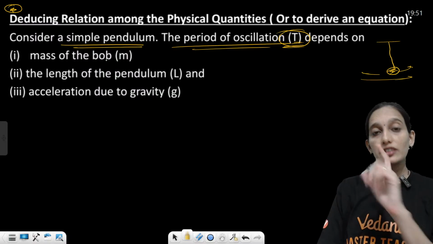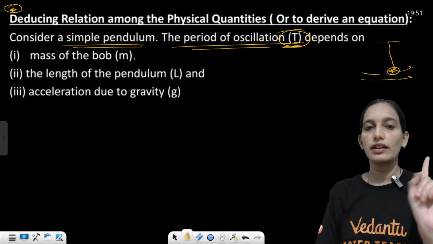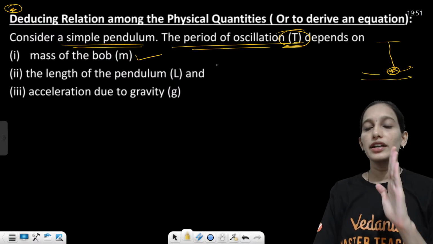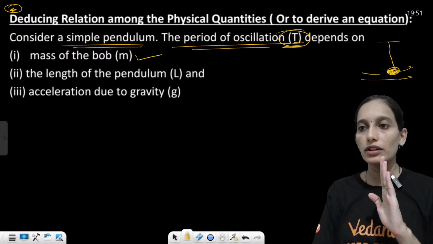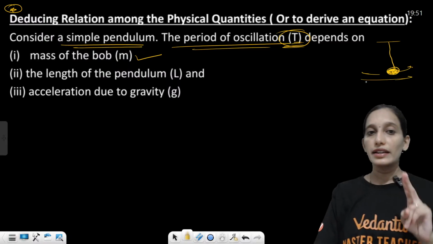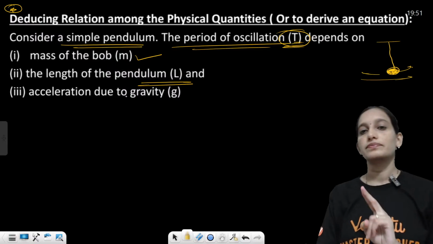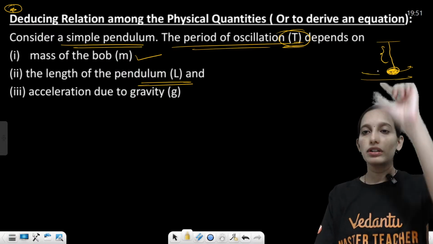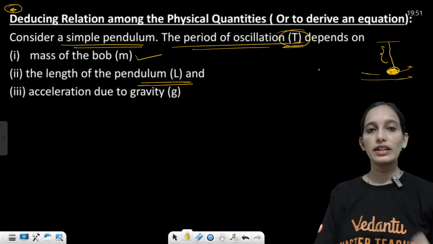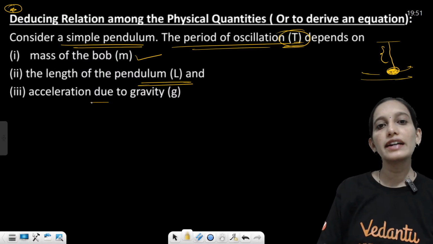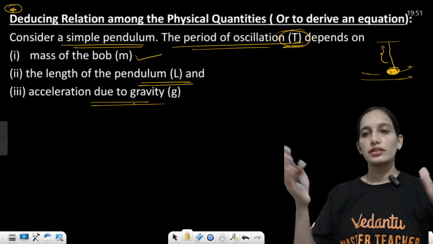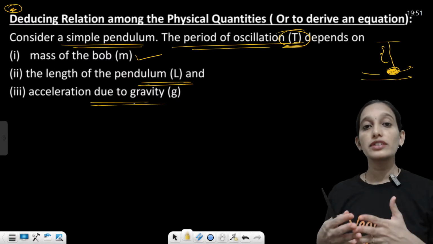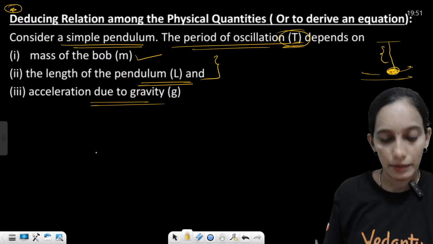Here we assume, and the question usually gives it, that the time period depends on mass, that is the mass of this bob. Second, the length of the pendulum, that is the total string length of the simple pendulum. And the acceleration due to gravity. We have to find out how the time period depends on these three parameters.